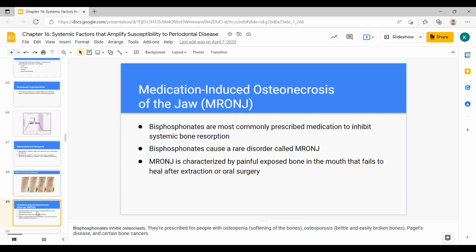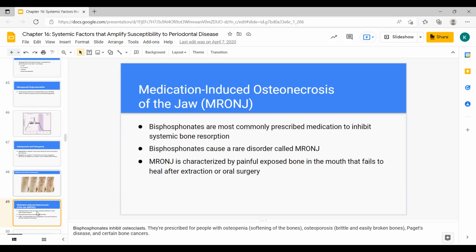Medication-induced osteonecrosis. So we were talking about bisphosphonates when patients are taking medications for osteoporosis. Most commonly prescribed medication to inhibit bone resorption. Bisphosphonates can cause a rare disorder called MRONJ, which is osteonecrosis of the jaw. Okay. Painful bone exposed in the mouth that fails to heal after an extraction or oral surgery.